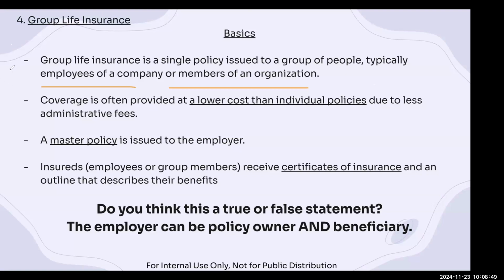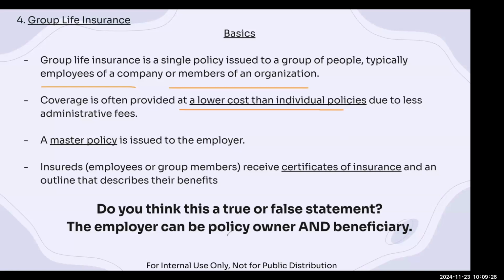Now, with regard to group life insurance, there are some key points that we want to keep in the back of our minds, and that's that first, coverage is often provided at lower cost than individual policies. So with individual policies, there are a lot of administrative fees and other costs as well, and we'll take a look at that in a moment. But since we have this one policy just issued to a group of people, you can imagine how that would save costs and time for the insurance company, for example, with underwriting procedures.